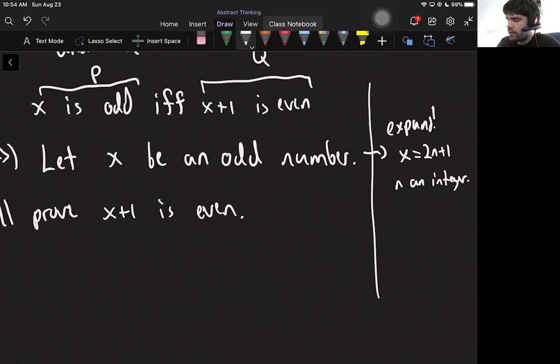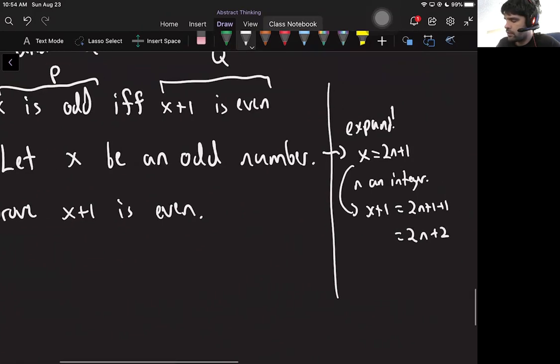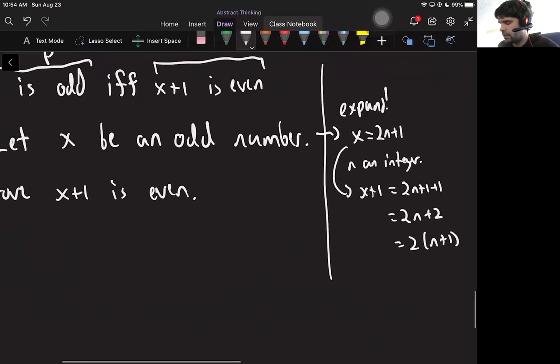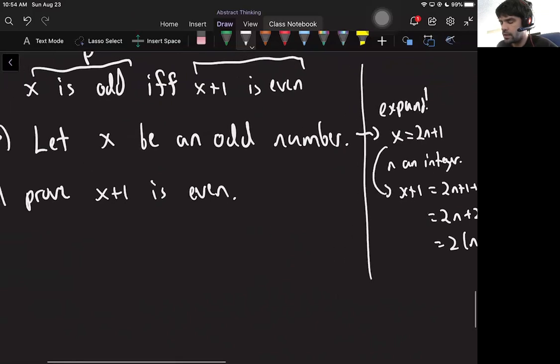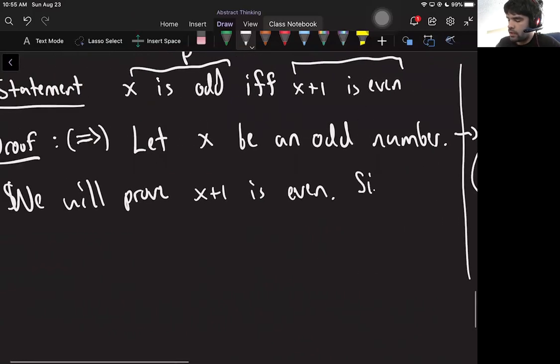So then, once I have X, I'll be able to study what X plus 1 looks like. It just looks like the same thing, plus 1. And then I have to think about, why is that an even number? Well, it's because I can factor a 2 out, and now it looks like 2 times something. So that's how the proof is going to go. That's the scratch work.